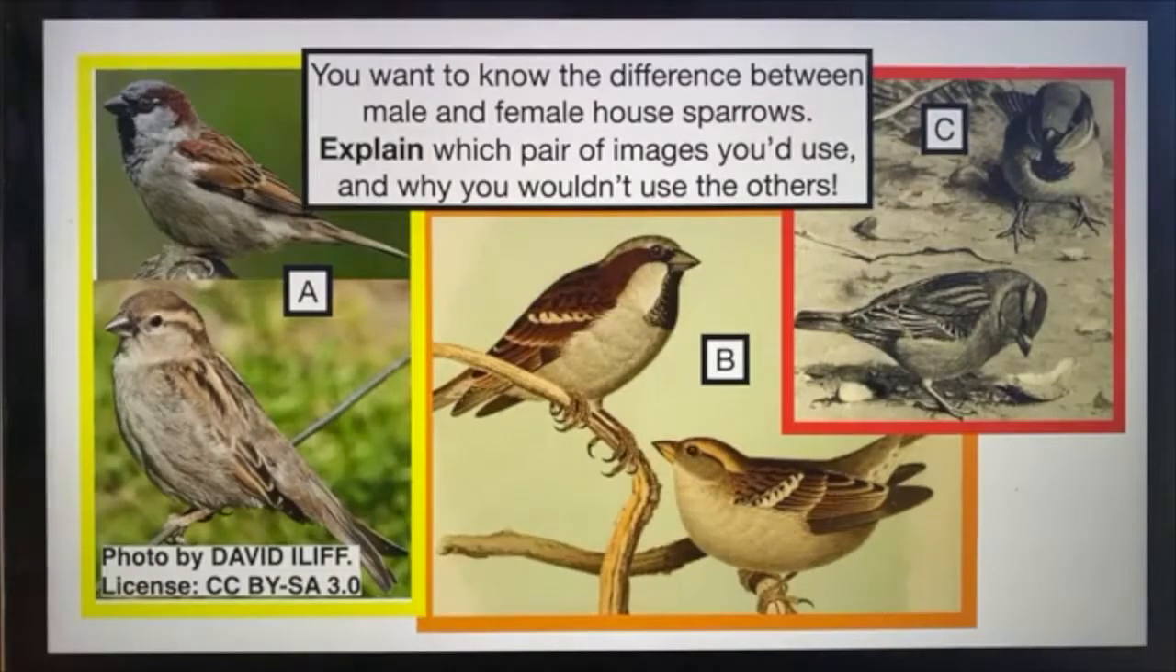Right. You want to know the difference between male and female house sparrows. Explain which pair of images you'd use and why you wouldn't use the others. So A is a pair of photos of house sparrows. B is a colour illustration of the sparrows. And C is a black and white illustration of the sparrows. Which pair are you going to use to learn the difference between male and female sparrows?